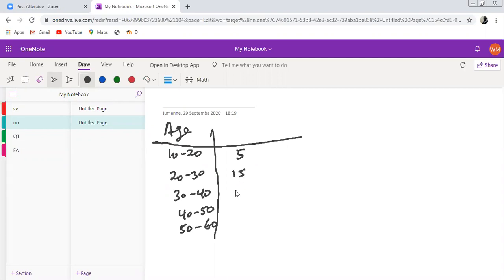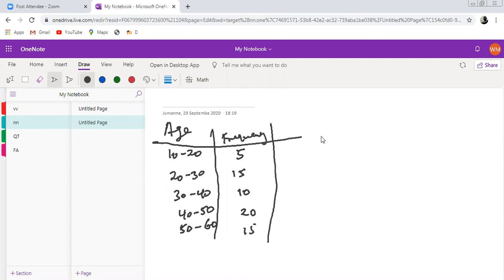20 and 30, they were 15 people. 30 and 40, they were 10. 40 and 50, 20, and here we were having 15, like that. So 10 to 20, 5 people were doing the practice. 20 to 30 years, 15. 30 to 40, they were 10. 40 to 50, 20. And 50 to 60, they were 15. Then you are asked, present this information on the histogram.